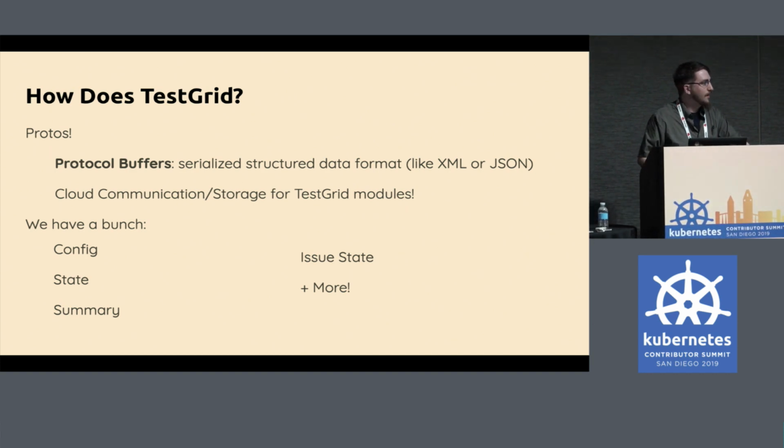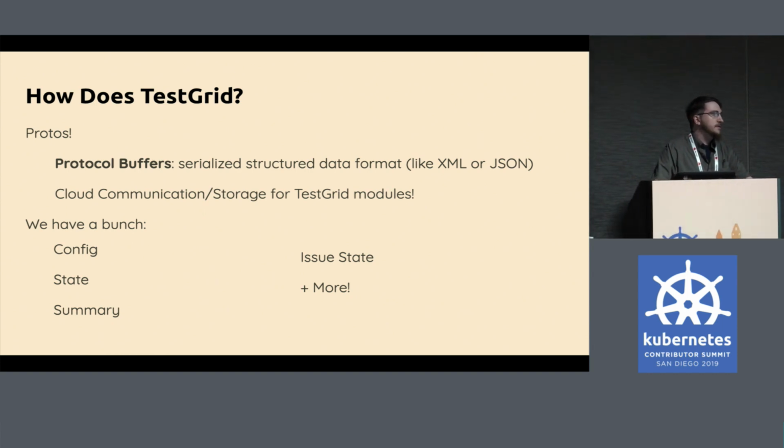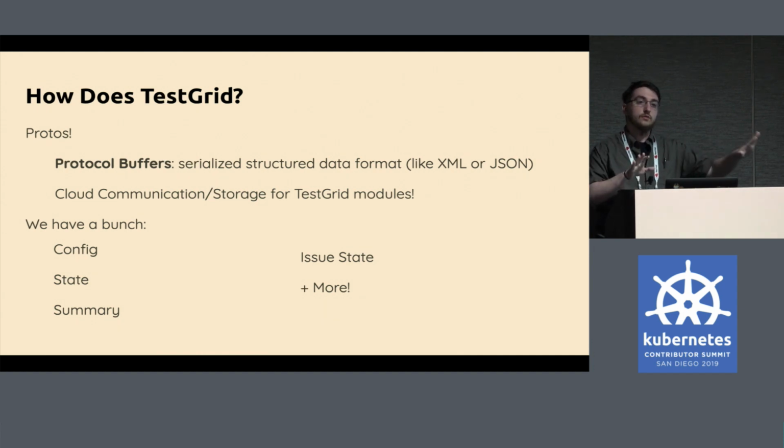But it works primarily through the magic of protocol buffers. Protocol buffers are a serialized data format. They're like XML or JSON. They're not self-descriptive. They need to have something that goes with it that describes how it works. So if you look into our repository, you'll see files that end in .proto, and that describes all of the data structures we use. And we use these data structures as an intermediate layer.